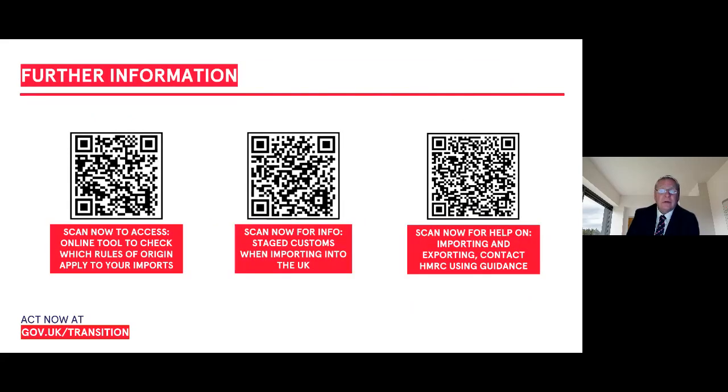To learn more about rules of origin and benefiting from zero tariffs when importing goods, please visit these QR pages or scan the QR codes on screen. You can also find details for HMRC to get help on importing and exporting. Finally, the border operating model sets out the UK staged approach to customs controls, which apply to imports into the UK from the 1st of January 2021.